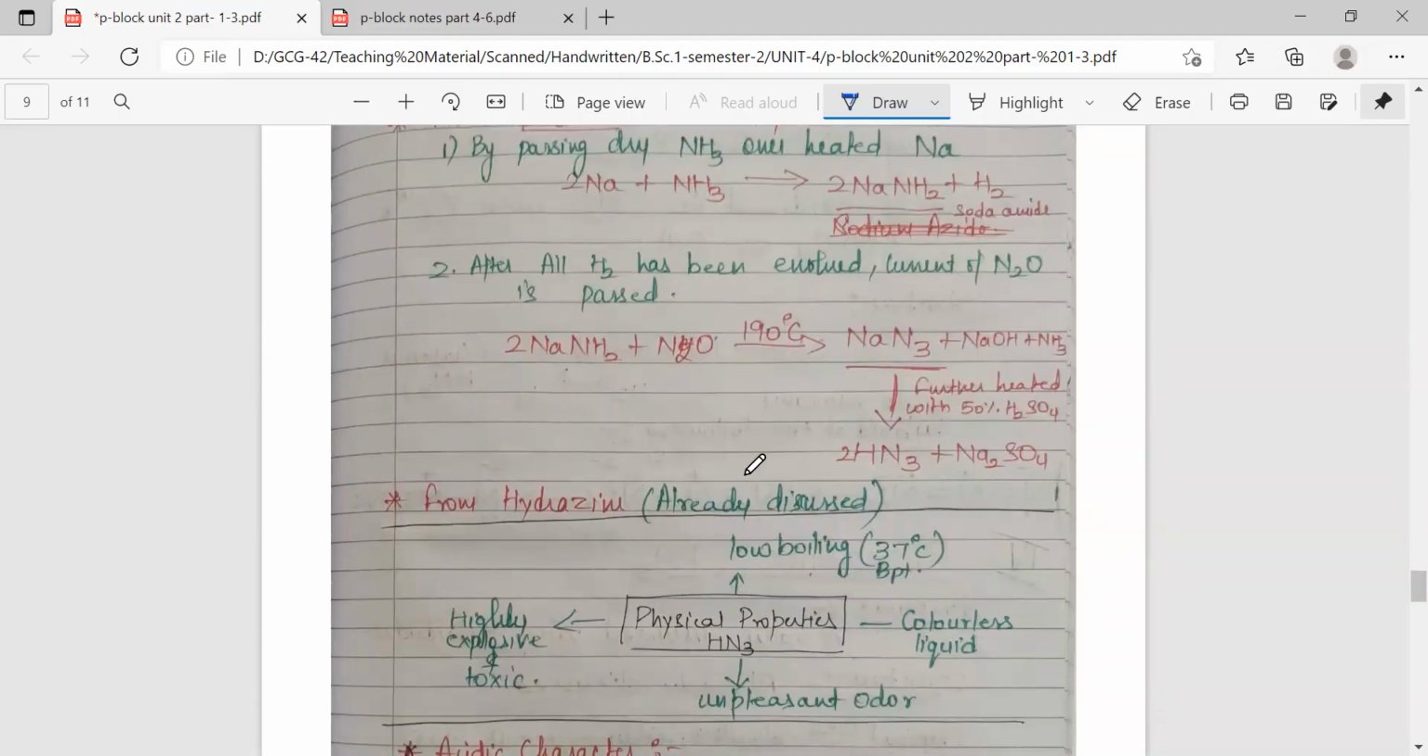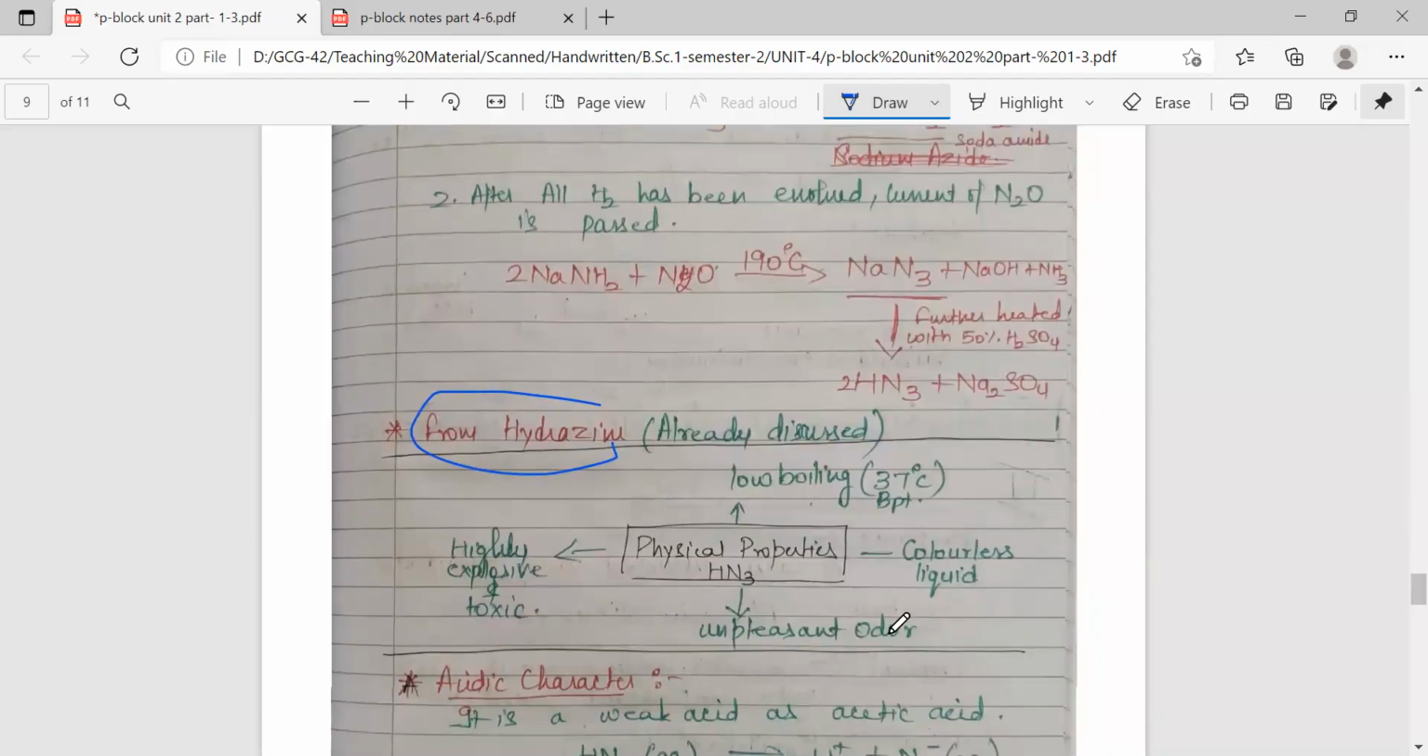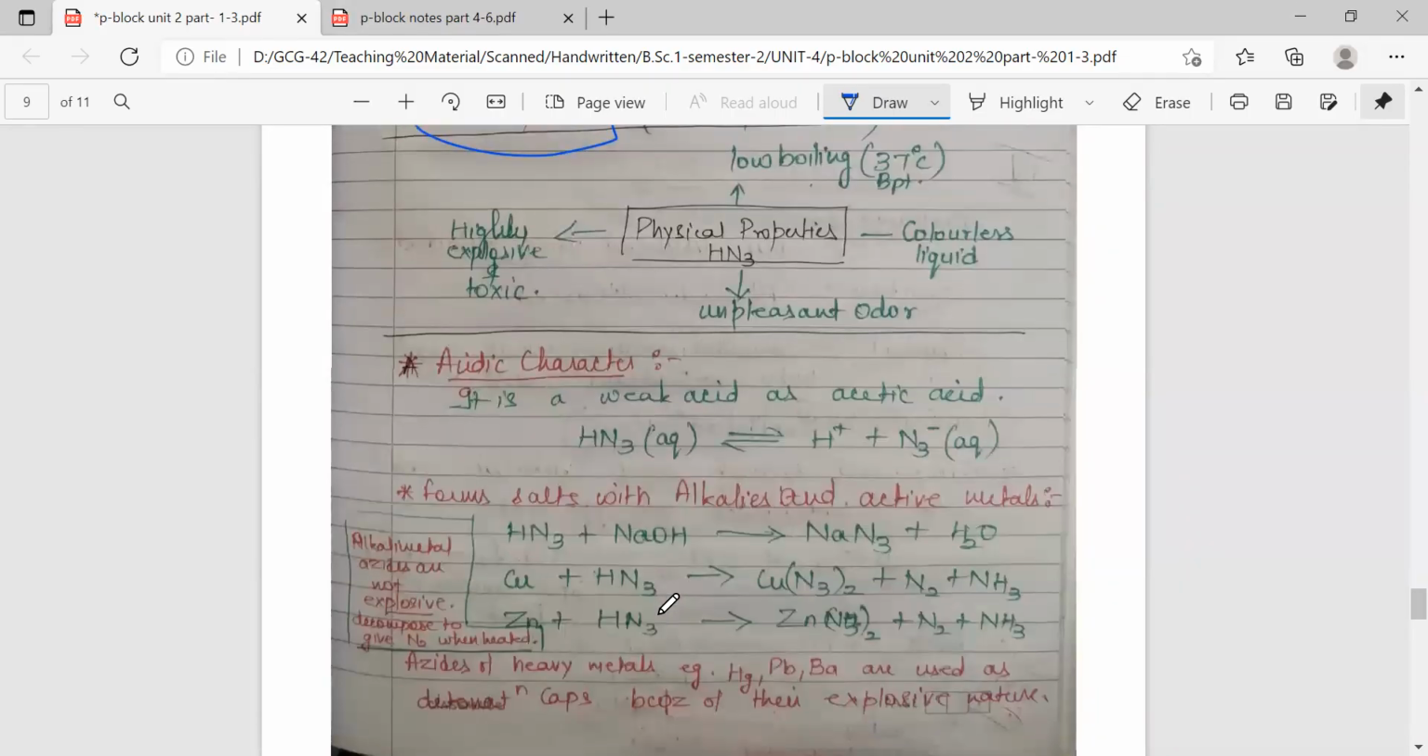Also, this hydrazoic acid can be prepared from hydrazine. This we have already discussed, how it can be prepared from hydrazine. Now coming to the physical properties, it is low boiling with a boiling point of 37 degrees Celsius. It is a colorless liquid. It has an unpleasant odor. It is highly explosive and toxic.